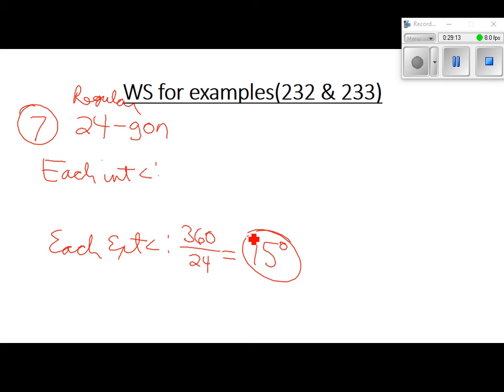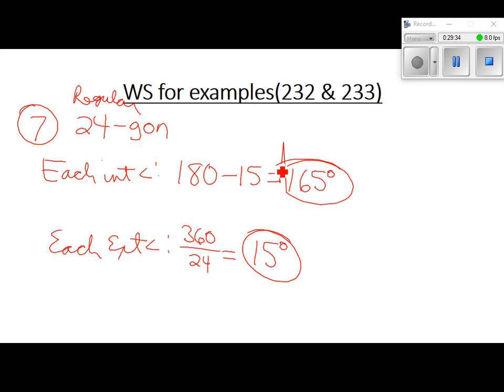So what's every exterior angle on a 24-gon? 15 degrees. How am I going to find this interior angle? 180 minus 15. You just take 180 minus that, and that would tell you. What's that give you? 165. So for a 24-gon, every interior angle is 165 degrees, every exterior angle is 15.